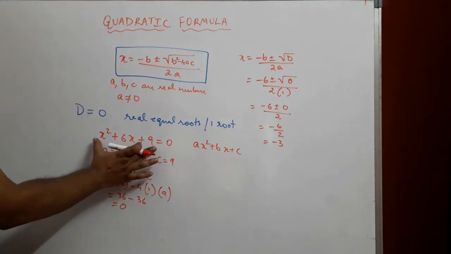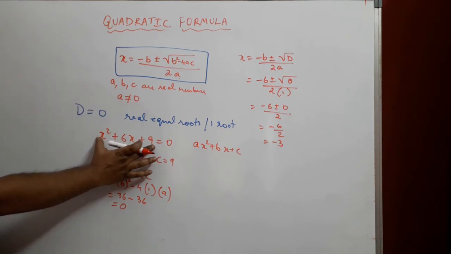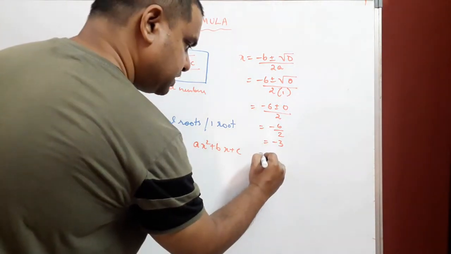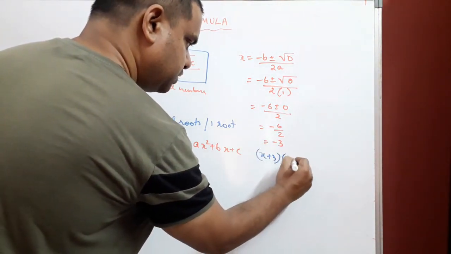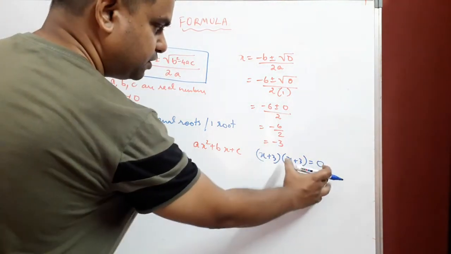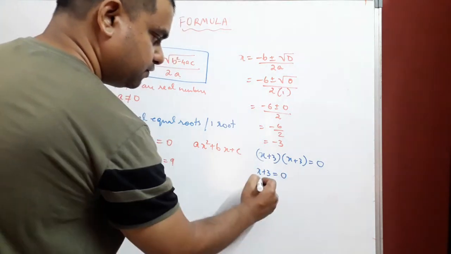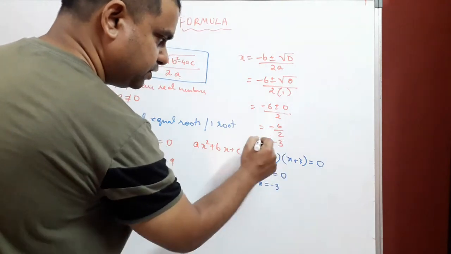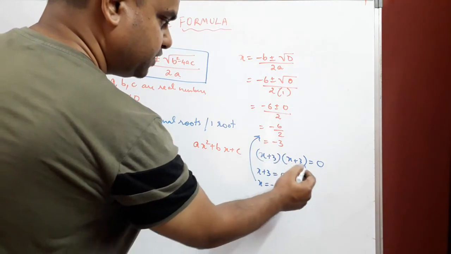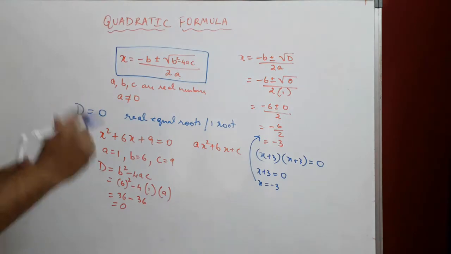And if you notice carefully, this is actually in the a plus b whole square form. x equal to minus 3 means x plus 3 into x plus 3 equal to 0. See, if we were to actually find out the roots from here, we would have written x plus 3 equal to 0, which would have been x equal to minus 3. So this is what we've got over here, right? So x plus 3 into x plus 3. So we are getting just one root, and they are equal roots.